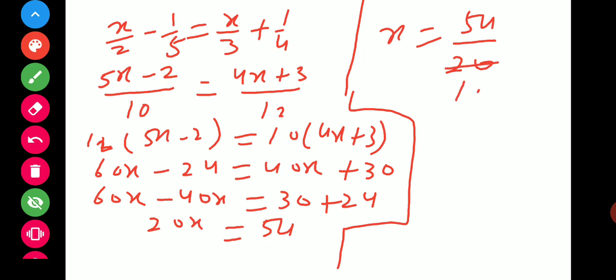So 2 1s are 2, 10. Here is 2 2s are 4 and 2 7s are 14. So answer will be 27 upon 10. So that is your answer.